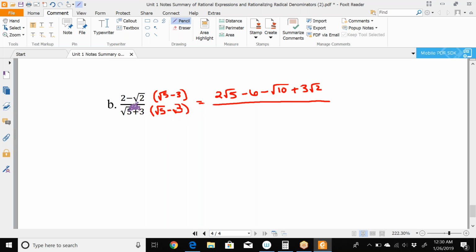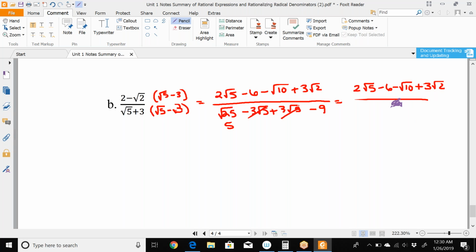None of those are like terms because they have to have the same exact radical to be like terms. On the bottom, we get square root of 25. We get a negative 3 square root of 5, a positive 3 square root of 5, and then we get a negative 9. So the middles are going to cancel, and this is 5. So 5 minus 9 is negative 4. So we have 2 square root of 5 minus 6 minus square root of 10 plus 3 square root of 2 all over negative 4.